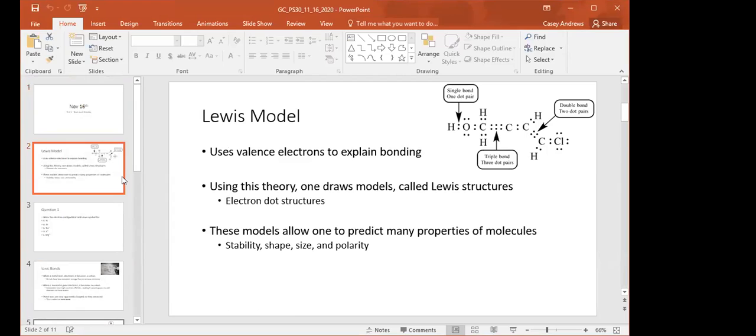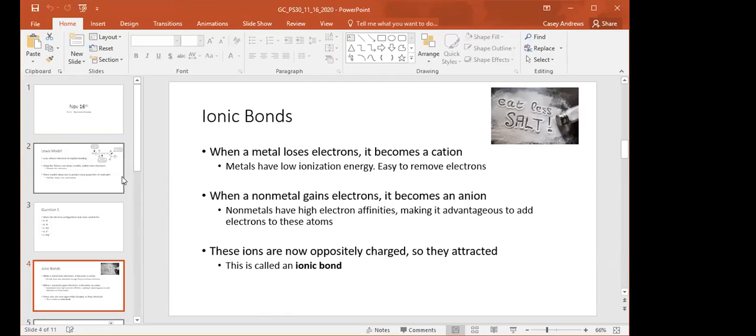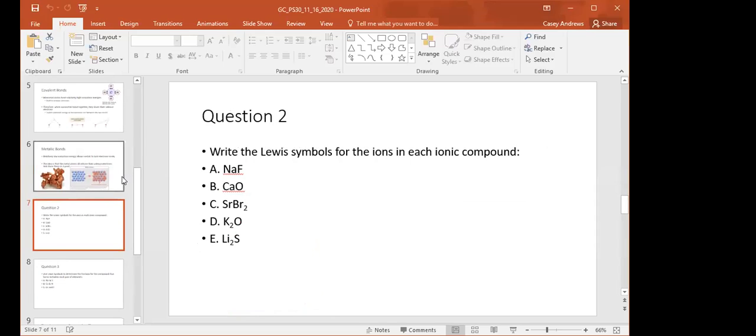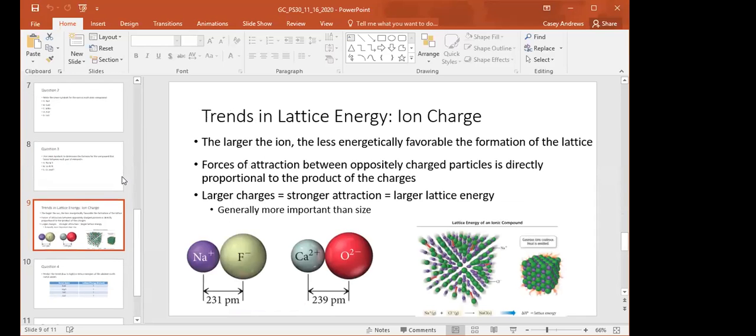Just a reminder of what we covered on Monday. We looked at Lewis structures, Lewis models, and we wrote the Lewis symbol for some elements. We looked at ionic bonds, covalent bonds, and metallic bonds. And then we wrote Lewis symbols for ionic compounds. Then using our Lewis symbols, we figured out how different elements combine and in what ratios.